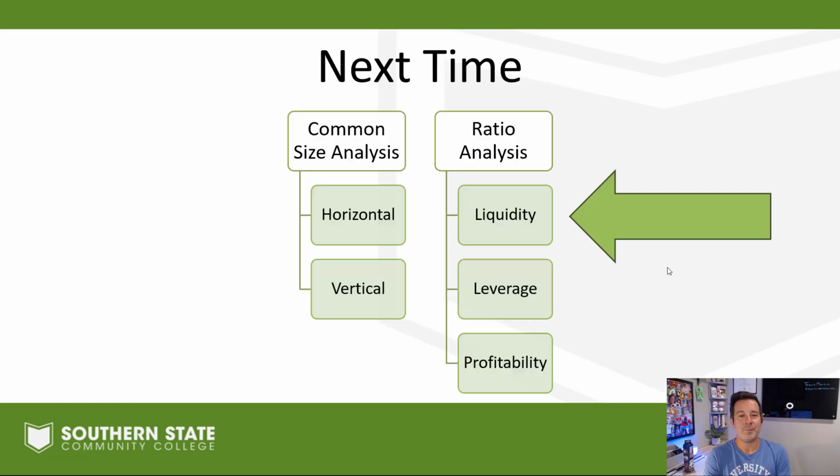So next time, we still have one more liquidity ratio to look at. We're going to look at inventory turnover. How quickly does a company sell its inventory? As you can imagine, for a retailer like a Walmart or a Best Buy, that is a big ratio because they want to be able to sell their inventory as quickly as possible. So come back for that.